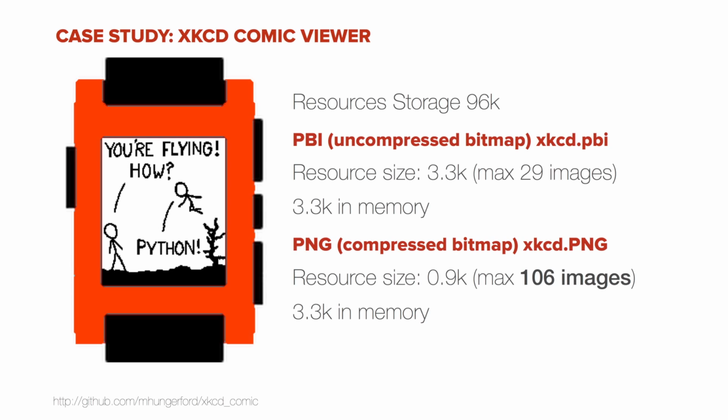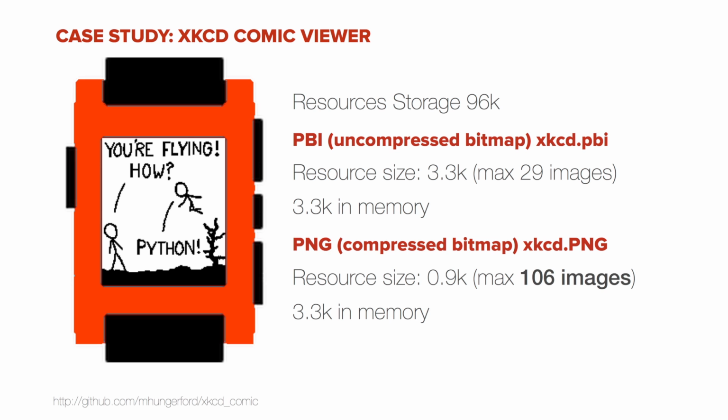For our resource size, we only have 96 kilobytes that we give to applications. So if we're using uncompressed bitmaps, or PBIs, at 3.3K each, because they're always going to be the same size if they're full screen, that allows us only to have 29 images. Well, 29 images doesn't make a great comic viewer. That's like 10 comics. You go through that in a couple of minutes. But uncompressed in memory, that's still going to be 3.3 kilobytes. So when you load it from your resource, uncompressed, into memory, still uncompressed, it's going to be the same size.